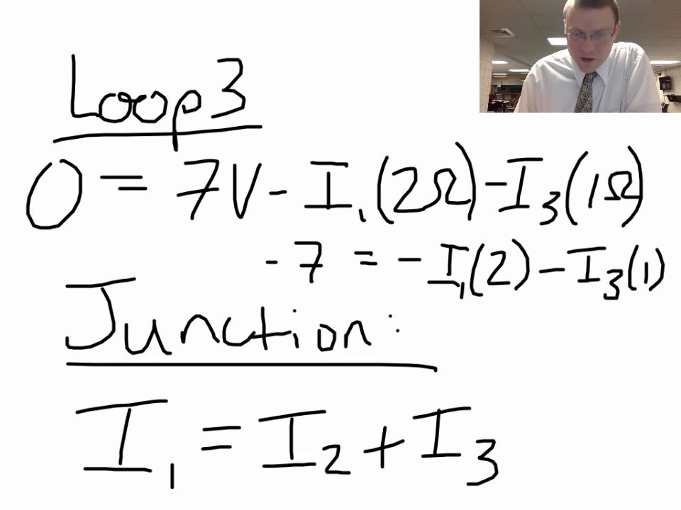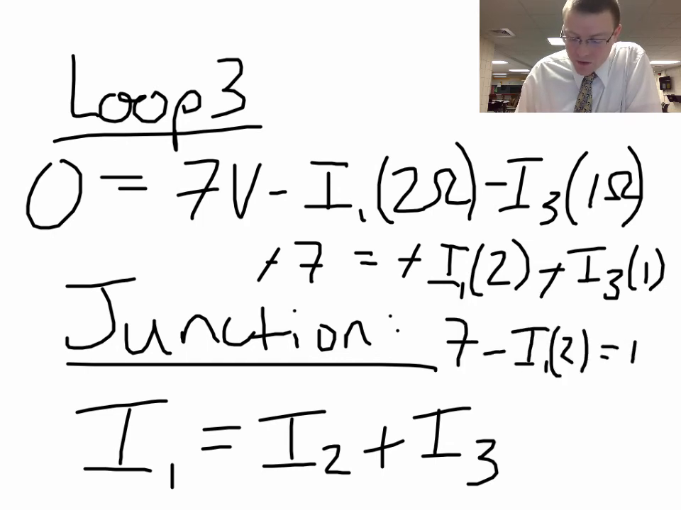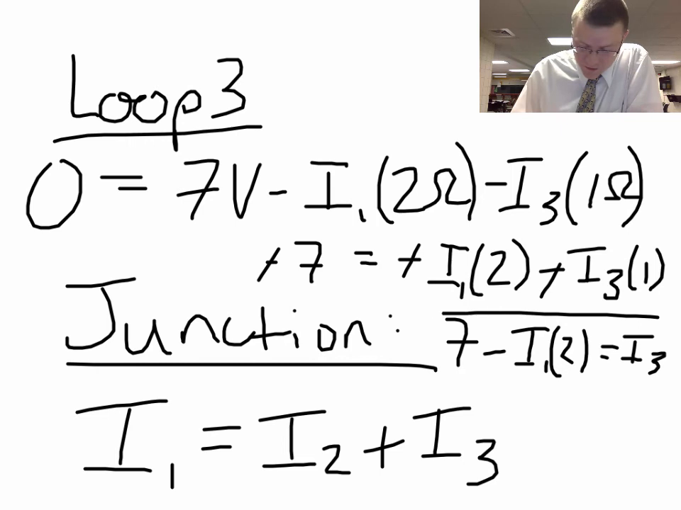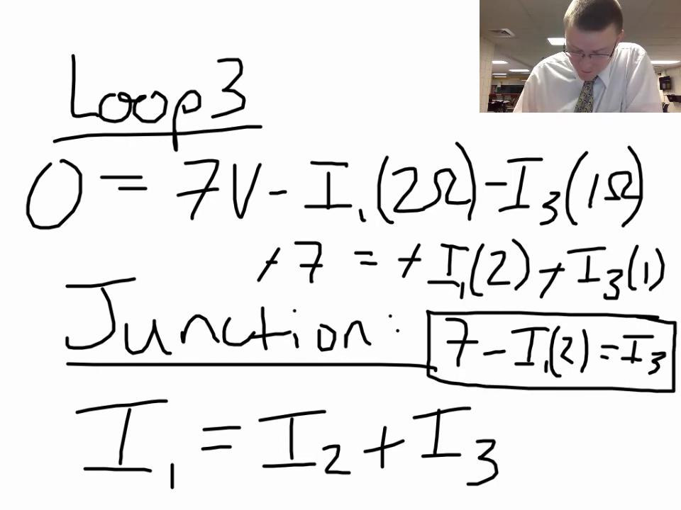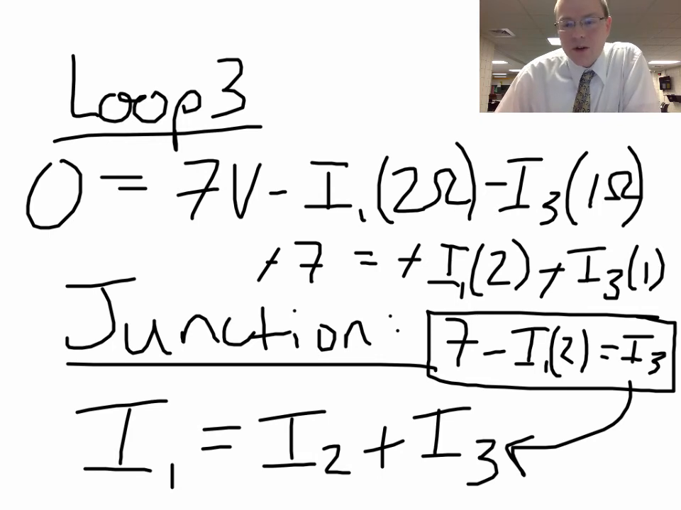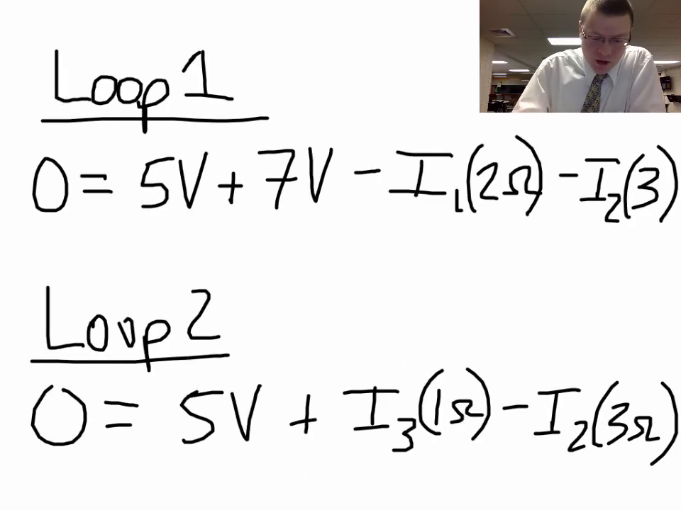Just some rearranging here. I can get rid of all my minus signs since there's negative all the way around. 7 minus 2I1 equals I3. So that gives me an equation for I3. Well, I can put I3 in here, and now I have I3 written in terms of I1. Let's see if we can find an equation that has I2 that will give us I1. So it looks like loop 1. Loop 1 has an I1, and it has an I2. We want to solve for I2.